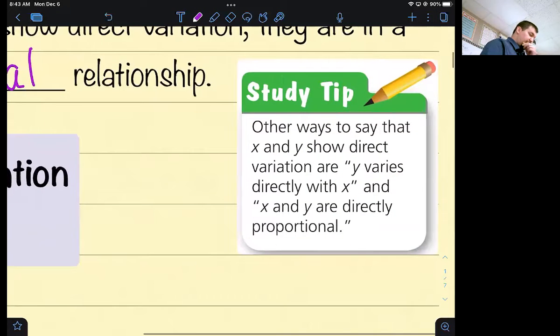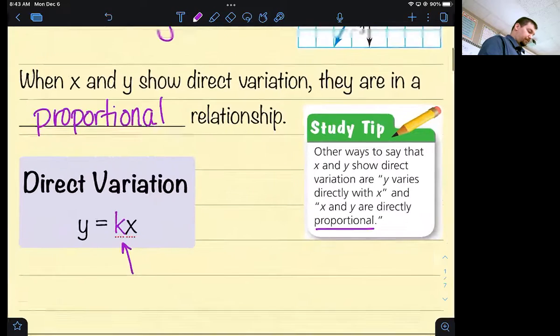So other ways to say that x and y show direct variation are that y varies directly with x, and x and y are directly proportional. And so you might see these words come up in this section.